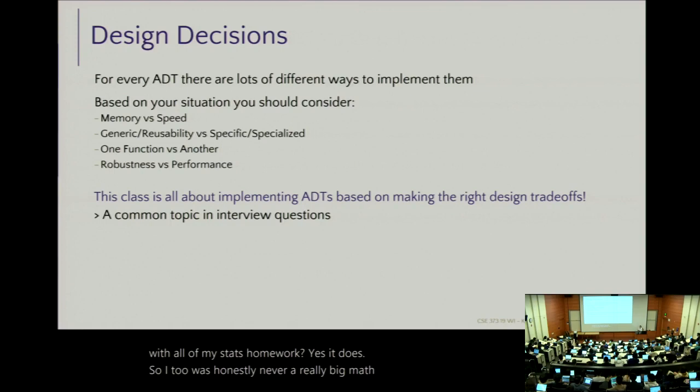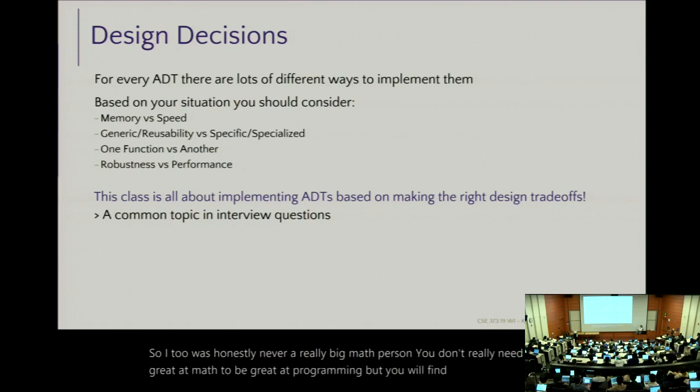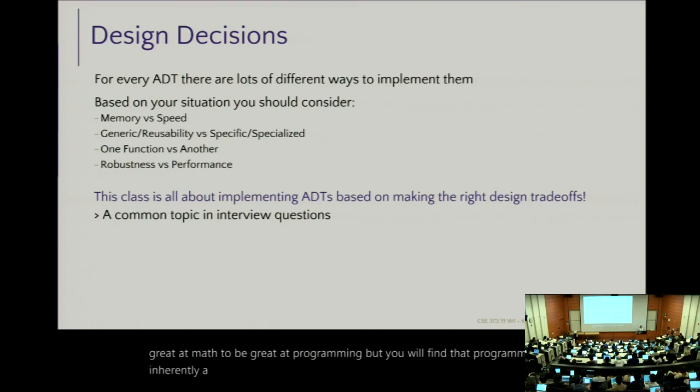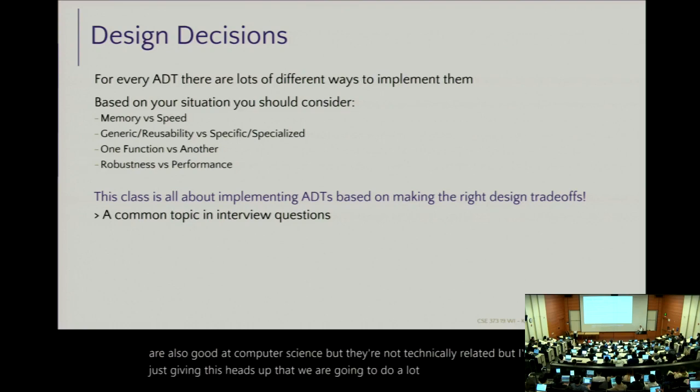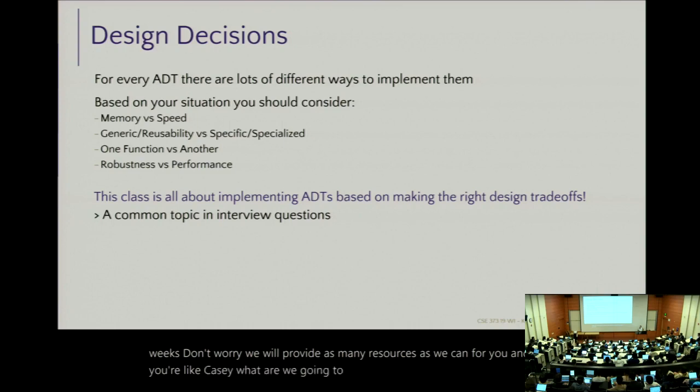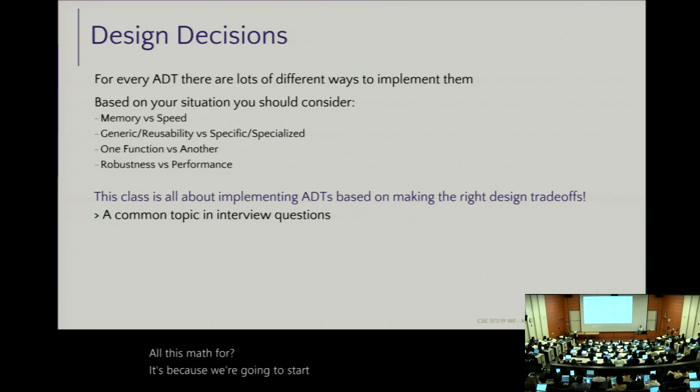You don't really need to be great at math to be great at programming, but you will find that programming is inherently a symbolic language to express logic, which is exactly what computer science is. So that's why a lot of times you'll find people that are good at math are also good at computer science, but they're not technically related. But I'm just giving you this heads up that we are going to do a lot of algebra in the next few weeks. Don't worry, we will provide as many resources as we can for you. And if you're like, Casey, what are we going to do all this math for? It's because we're going to start talking about some specific, sort of mathematical ways to assess and analyze the optimality of your code.